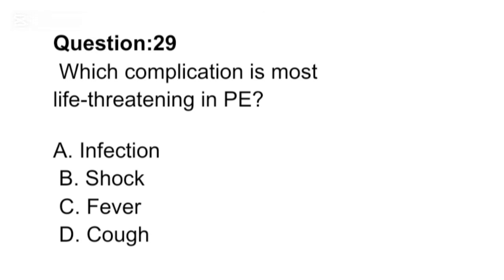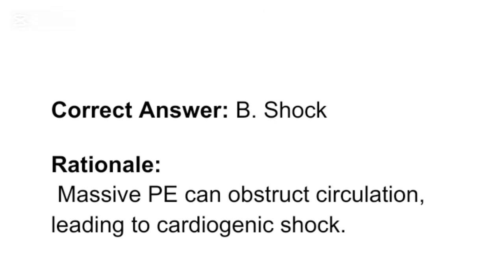Question 29. Which complication is most life-threatening in PE? A. Infection. B. Shock. C. Fever. D. Cough. Correct answer, B. Shock. Rationale. Massive PE can obstruct circulation, leading to cardiogenic shock.